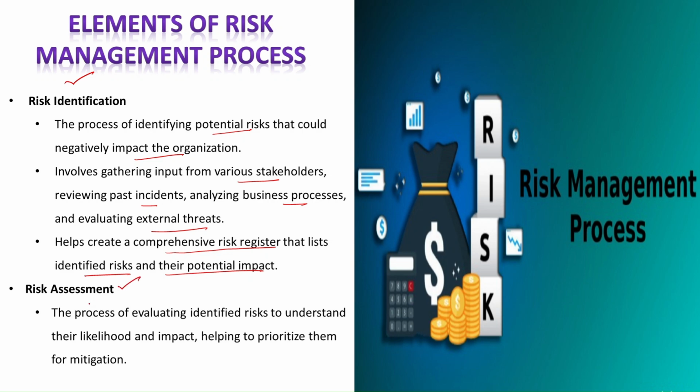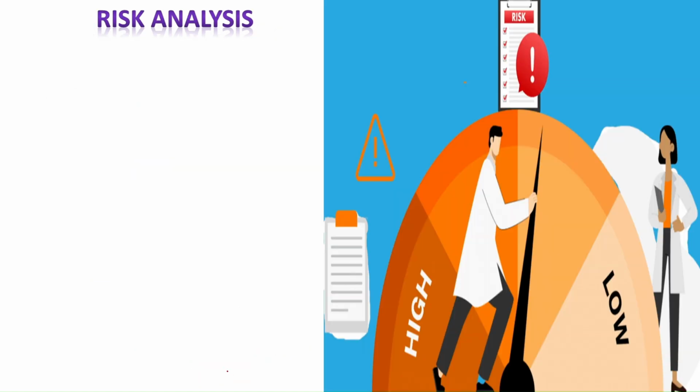Another element of risk management process is the risk assessment, which is the process of evaluating identified risks to understand their likelihood and impact, helping to prioritize them for mitigation. So the first step is obviously identification of the risk, and once they are identified, you need to evaluate the identified risks depending upon their likelihood and impact. And once you do this, then you need to prioritize them for mitigation. Of course, any organization cannot mitigate all the risk at once. So you prioritize the risk depending upon their impact. The high impact and high likelihood risks are mitigated first, then followed by risks having medium impact, medium likelihood, and at the end, risks of low impact and low likelihood.